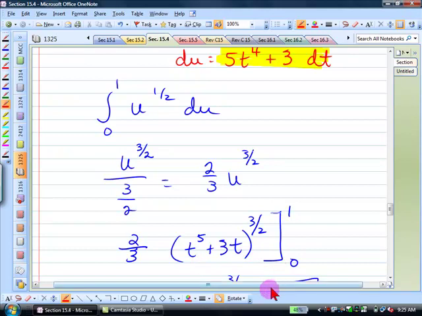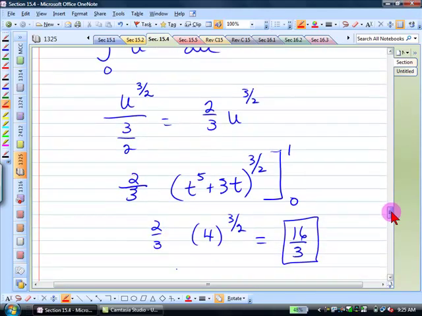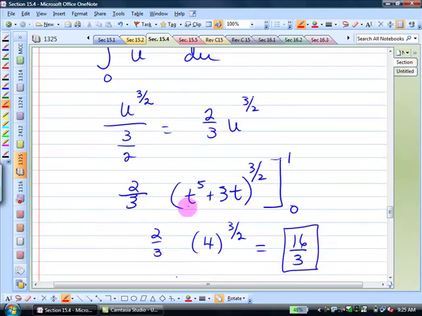What's going to happen to the 0 part? Just goes away in this case. So we actually are plugging in 1, and so we end up with 1 to the 5th is 1 plus 3 is 4. 4 to the 3/2 times 2/3, and you get 16/3.